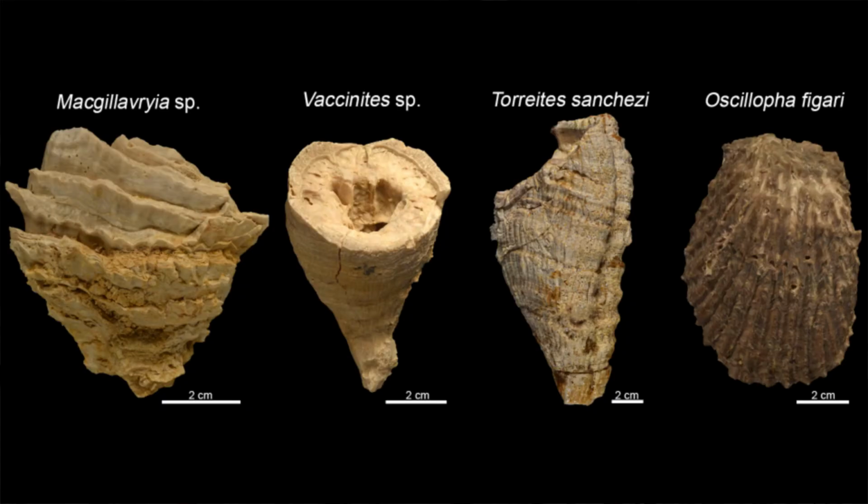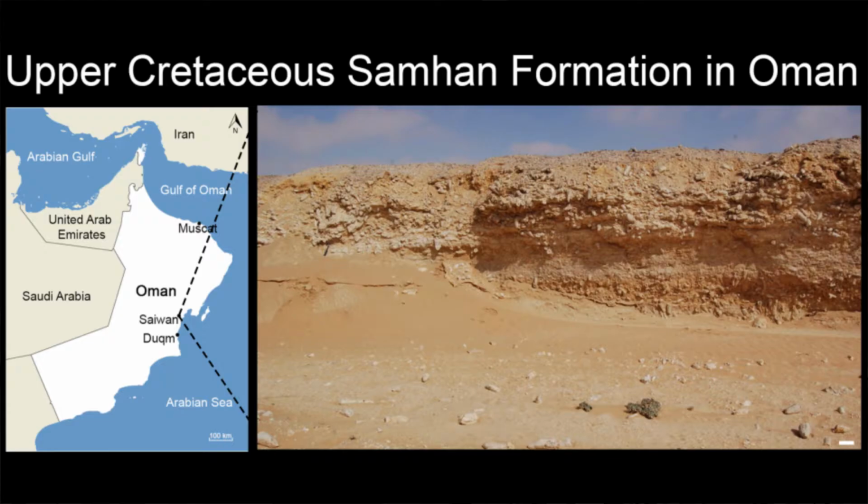I'm studying 4 bivalve species, 3 rudists and 1 oyster, that have been collected in live position from the Upper Cretaceous Samhan Formation in Oman. The exceptional preservation of the oysters and the rudists from this locality makes them an ideal target for the current study. The growth rate of rudist species has been a topic of several earlier studies, showing that they tend to grow from 1 to 4 cm per year.